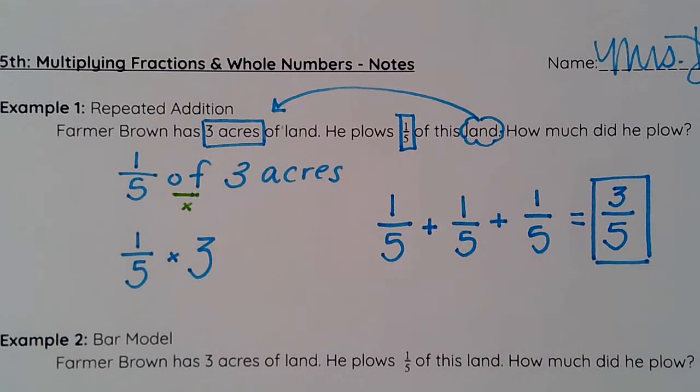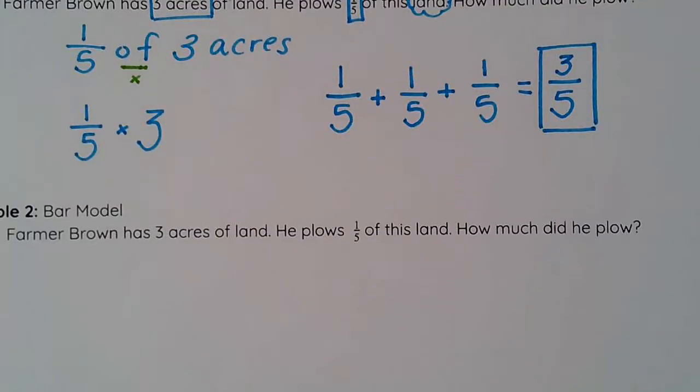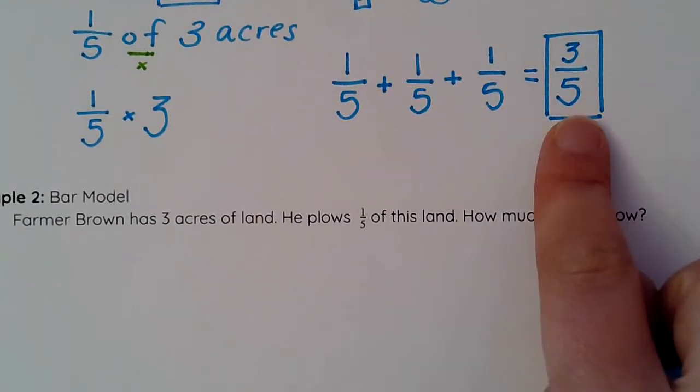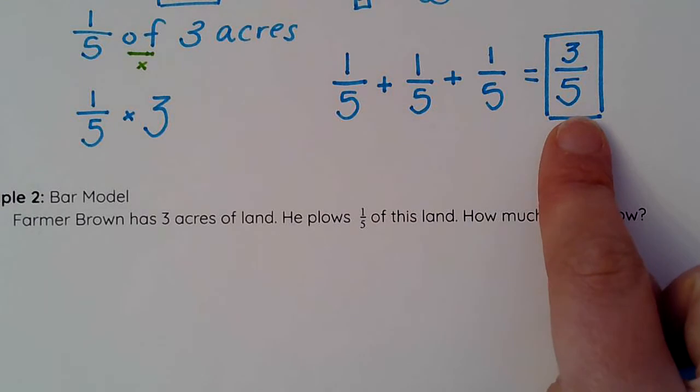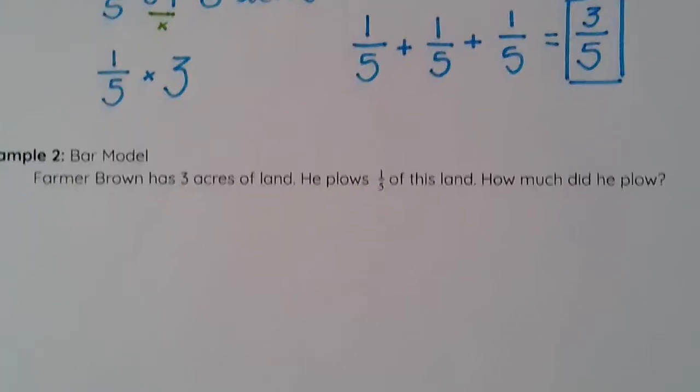Now, once we get to bigger, more complex fractions, repeated addition is not as efficient. So we're going to look at some other ways to accomplish that today. First, let's take a look at the bar model. Again, our answer is 3/5. Our product, the answer to our multiplication problem, is 3/5. So that is our goal. We want to get 3/5 the rest of this lesson.